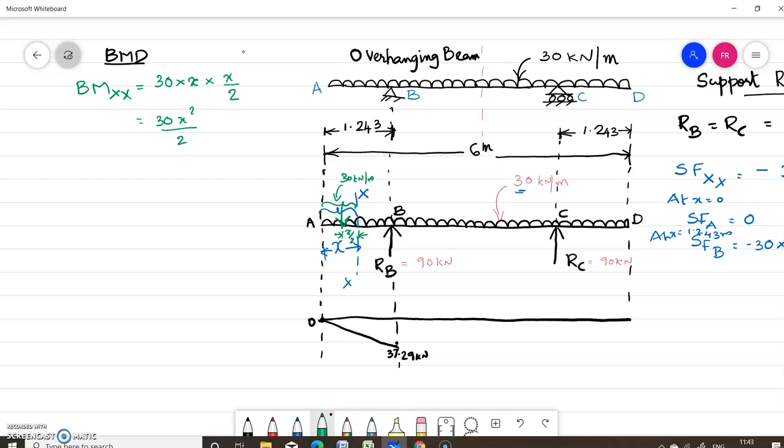Now we can find out what is bending moment at x equal to 0, that is bending moment at A. By substituting x equal to 0, you will get bending moment at A equal to 0. Now we can find out what is bending moment at B, that is at x equal to 1.243 meter. So 30 by 2 into 1.243 the whole square.